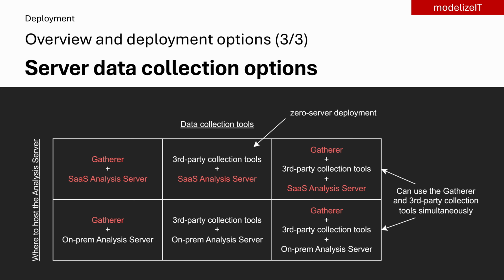The key point in this matrix is that collection and analysis are independent choices. You can use the gatherer, you can use existing third-party IT tools, or you can combine both, and any of those collection approaches can feed either the SaaS or the on-prem analysis options. So, the client is not locked into a single deployment model. They can choose the combination that best matches their tooling, their operation model, and their privacy requirements. In fact, if you choose to go with already deployed third-party tools and the SaaS analysis server, you can deploy modelizeIT without installing a single additional server or appliance.